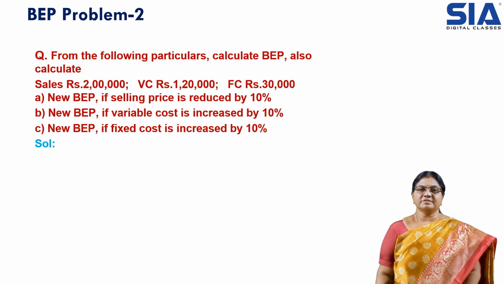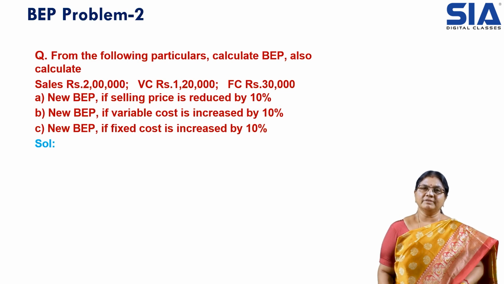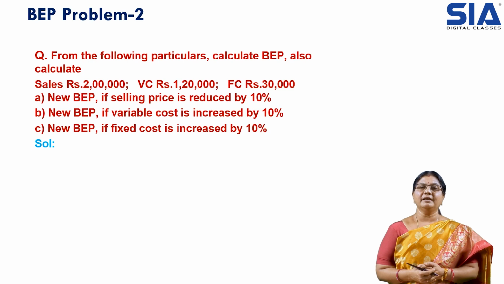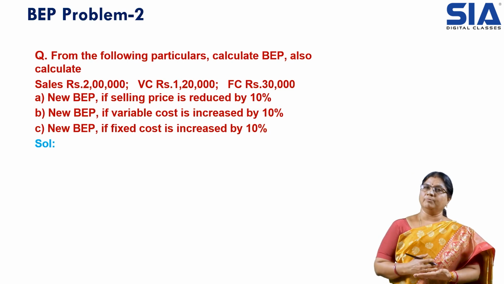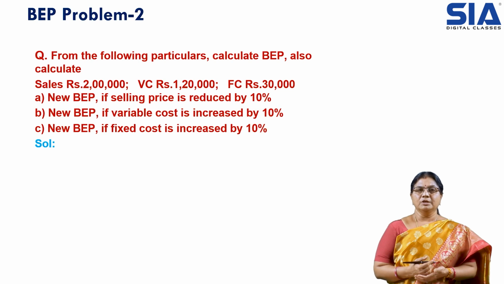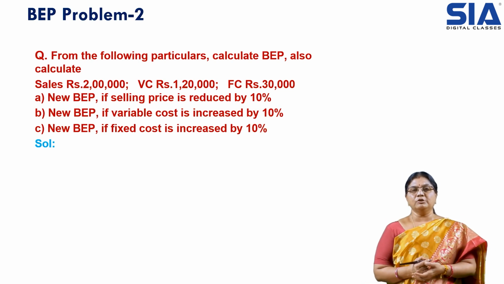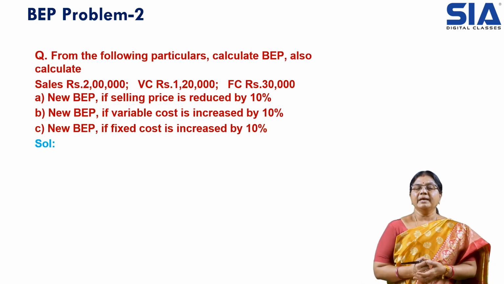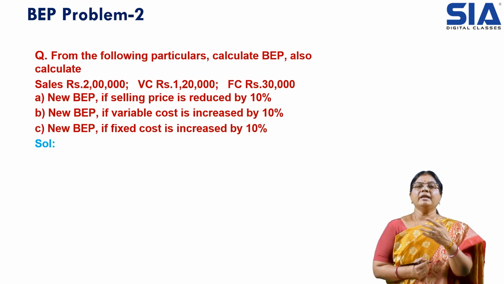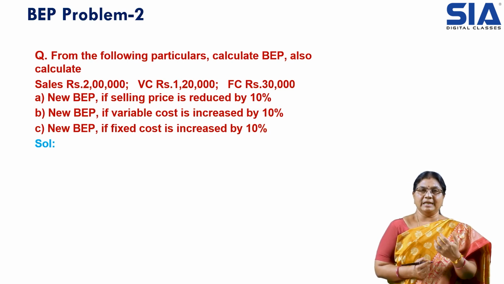Today we are going to understand BEP analysis with the help of a problem. Earlier we also did a problem where we understood how to calculate BEP, profit and fixed cost. Here in this video we are going to understand how to calculate BEP when there are changes in the variable cost and changes in the fixed cost. So from the given data we will determine what the BEP is if there is a change in selling price, if there is a change in fixed cost, and if there is a change in variable cost.